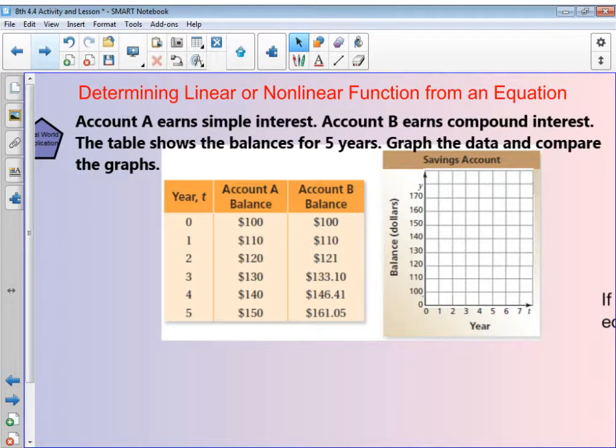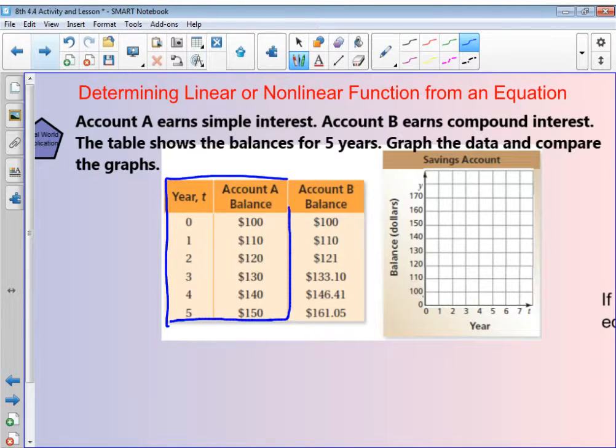So it says the table shows the balance over 5 years, graph the data, and compare the graphs. So first of all, here's our first scenario. In blue, I'm going to go ahead and graph this information. For me, I'm just looking at this. I should be able to determine if I'm going to have a line or a curved line.